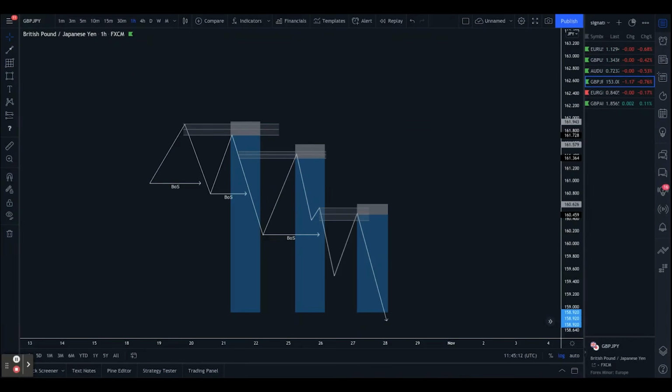In today's video, we're going to talk about the topic of scaling in and how learning to scale in can help you to get more profits out of your trades.